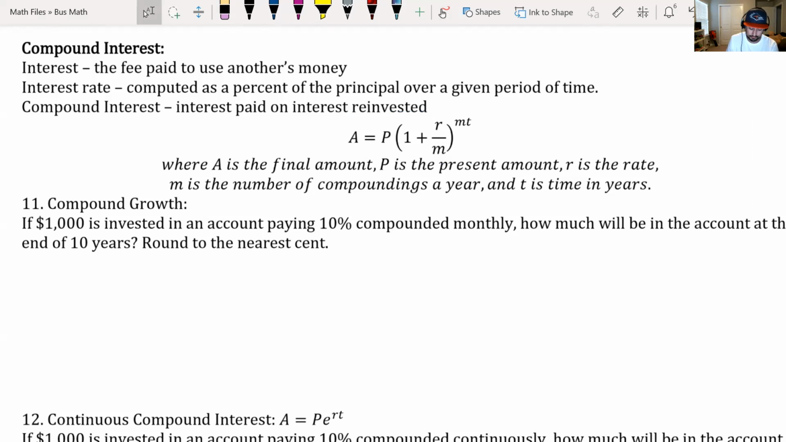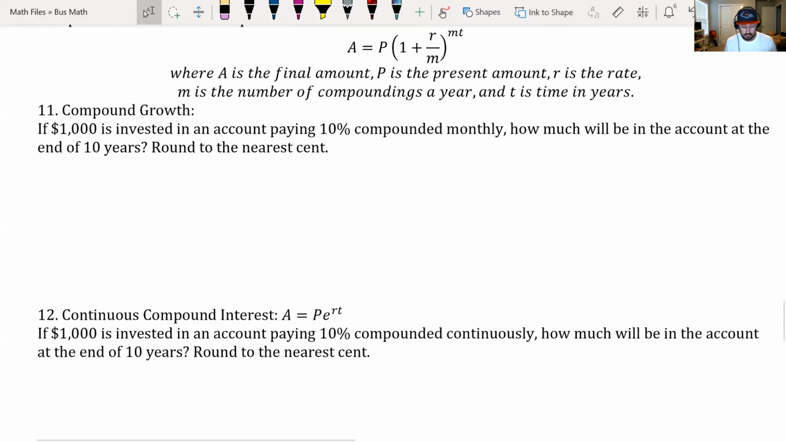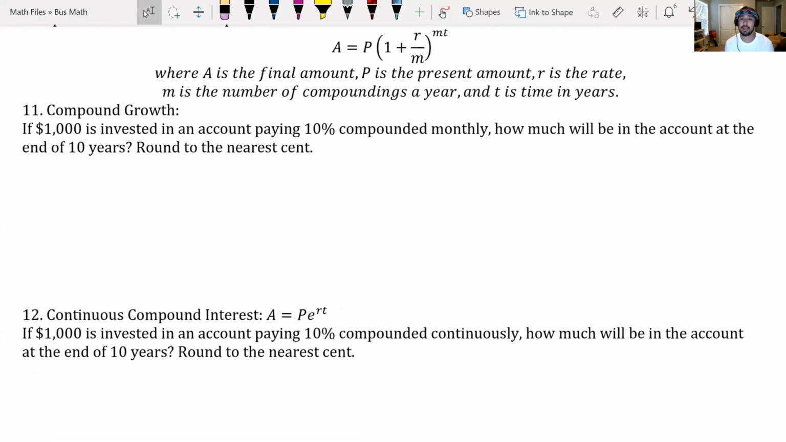So this one says, if $1,000 is invested in an account paying 10% compounded monthly, how much will be in the account at the end of 10 years? Round to the nearest cent. Okay, so what I always love to do is label everything we're given. So the very first thing it says, $1,000 is invested into an account. That is giving us the beginning amount, the present amount.